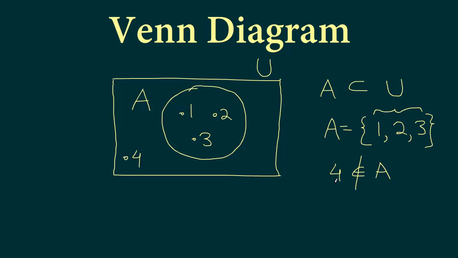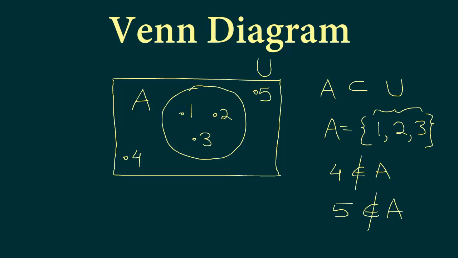This is 4. Similarly, 5 does not belong to A, so maybe we can put 5 over here. Again, I'm randomly positioning 4 and 5 or any other point, as long as these points are outside of the circle; that is all we are trying to accomplish. Points that are elements of a set must be inside the circle that shows the set, and any element that does not belong to the set must be outside. Because they are numbers, they are still within our universal set, right?